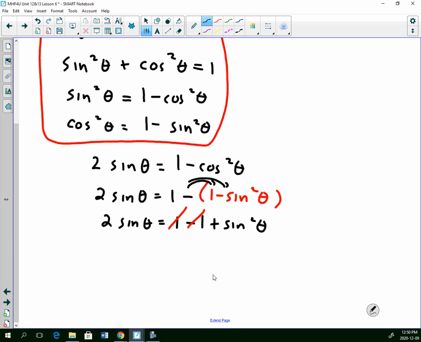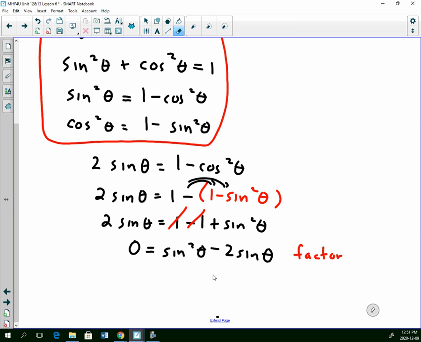And then I am solving, so everything has to be on the same side. And it has to be equal to 0. So I'm going to bring the 2 sine theta to the right side. And then I want to factor. If I'm solving it, especially since it's a quadratic, I need to factor. So I see that there's a common sine. So I'll factor that out.